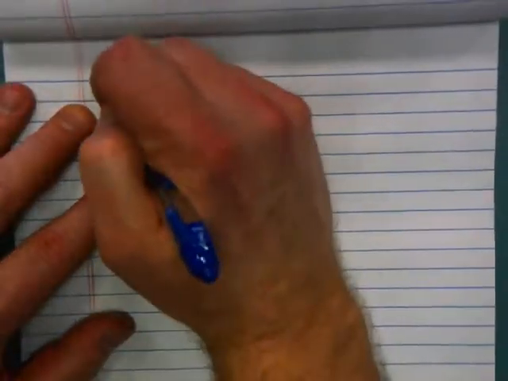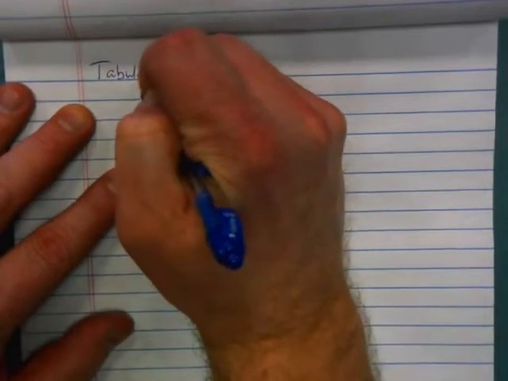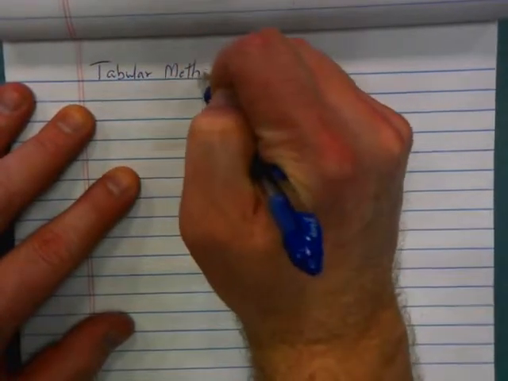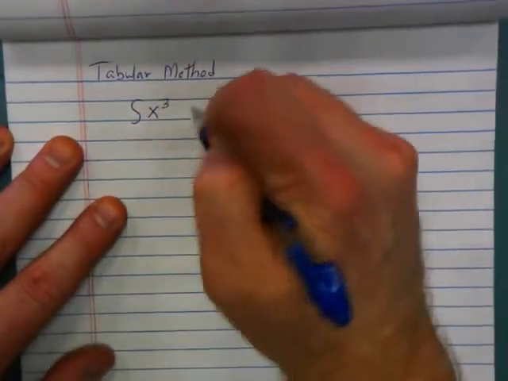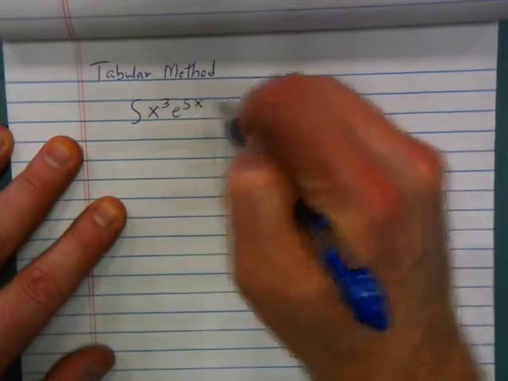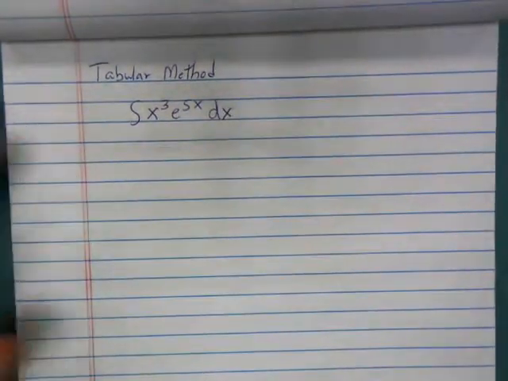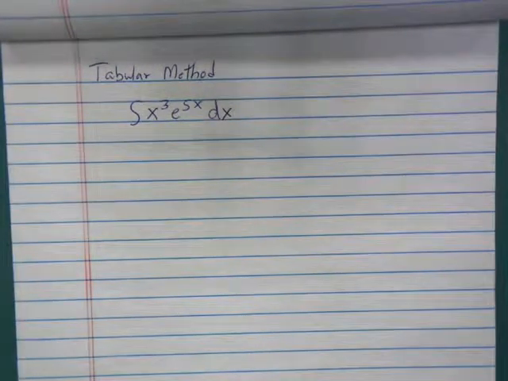All right, so here's the shortcut technique. This is called the tabular method. We'll do almost the same problem. Let's just do x cubed. The integral of x cubed e to the 5x dx. We could do it directly. We know we'd have to do it 3 times, and it would work out. Kind of a pain in the neck, but not so awful.